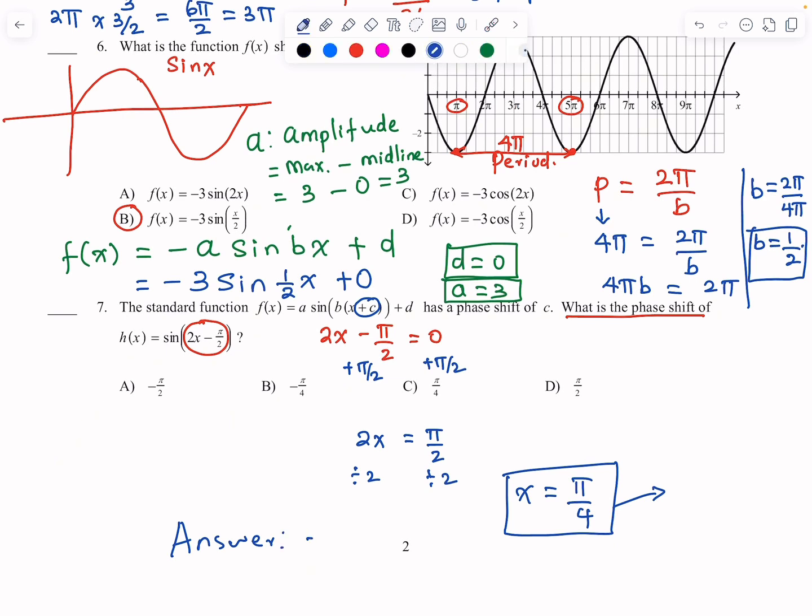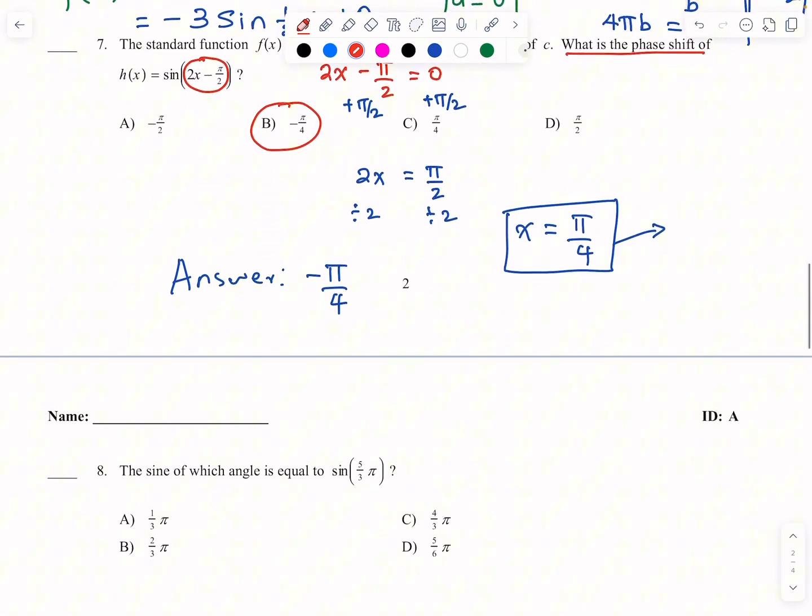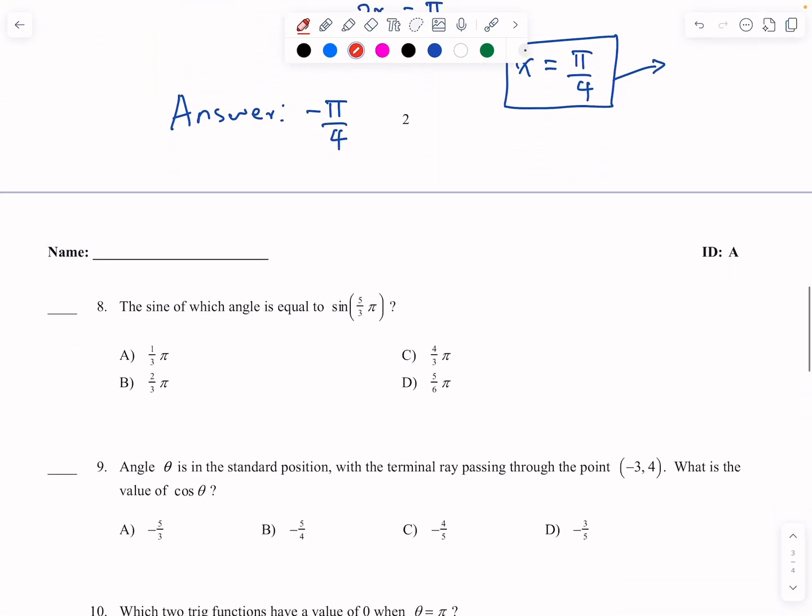So which means my answer will be what? It will be negative pi over 4. So my answer will be negative pi over 4. Just like that. So be careful on that one. And then question 8. Let's see how we're going to solve question 8.